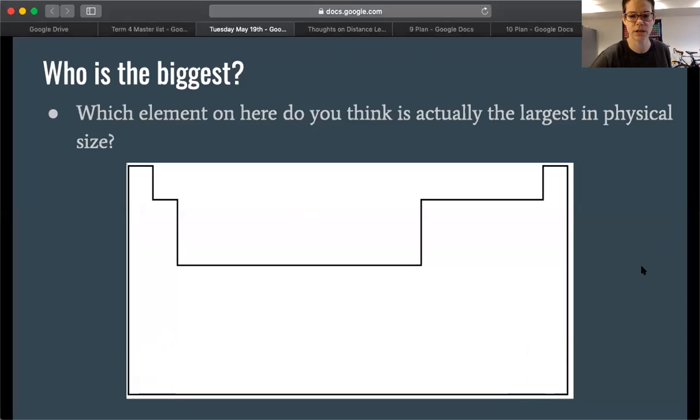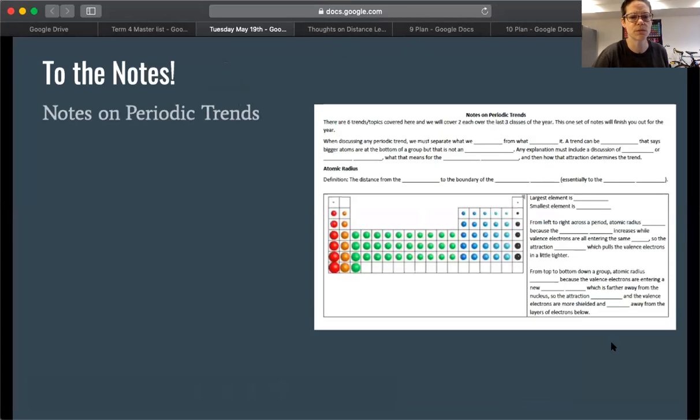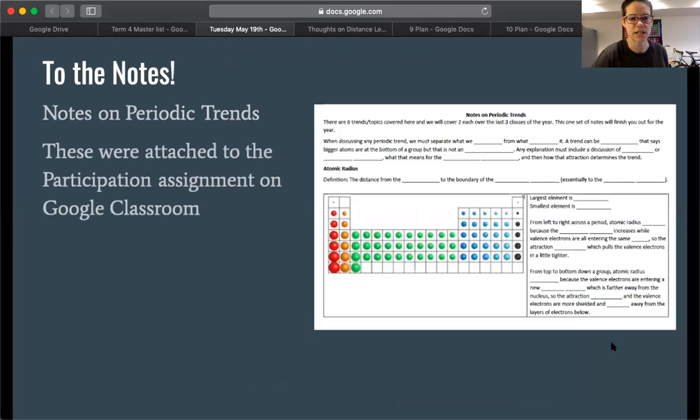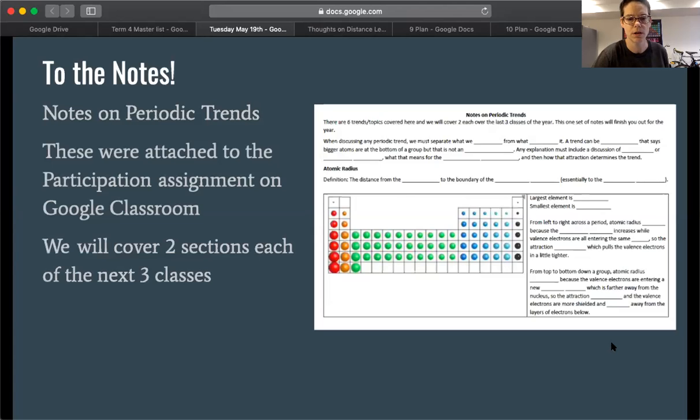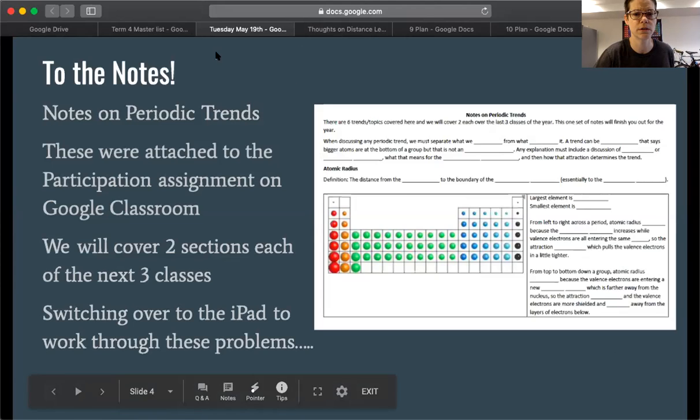So switching over then. So the notes look like this. They are horizontal because that was the easiest way to get the images in there. So notes on periodic trends. Like I said, it was on the participation assignment in Google Classroom. 2 sections each of the next 3 days. So let me switch over.